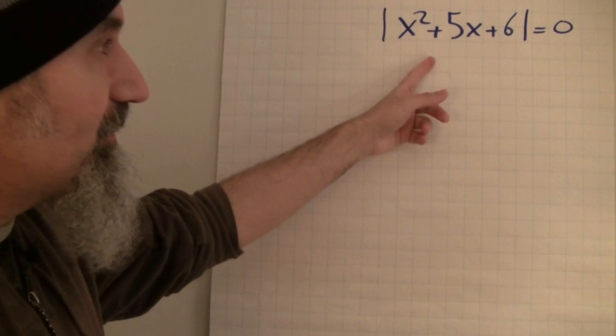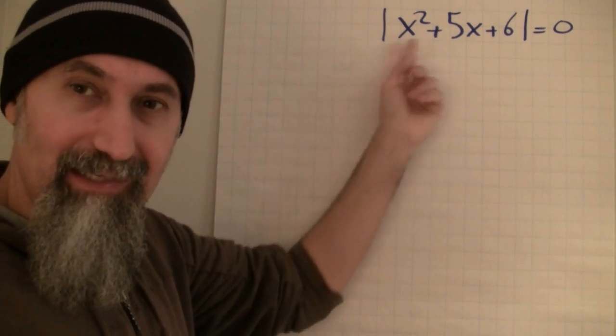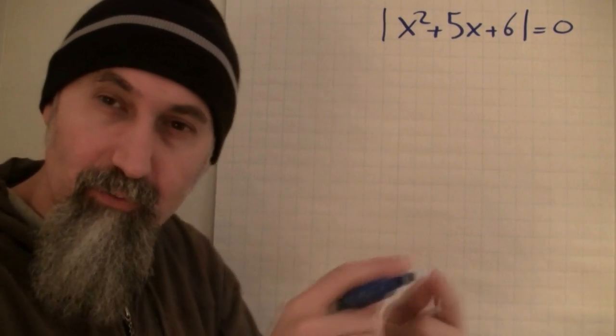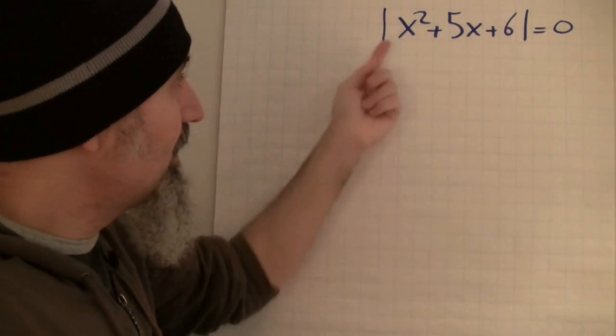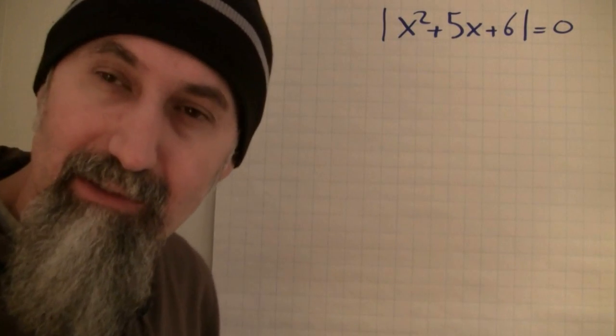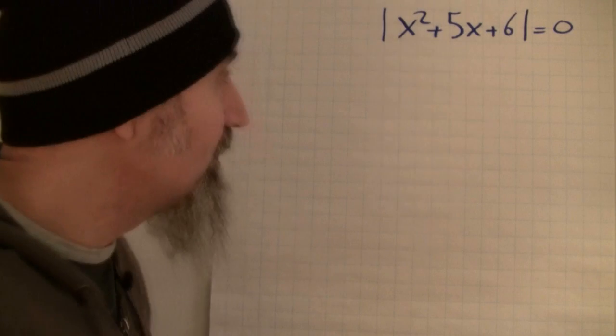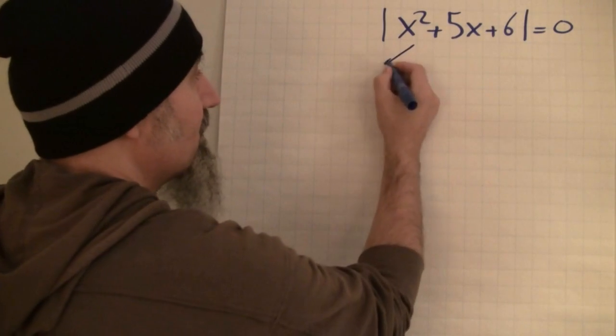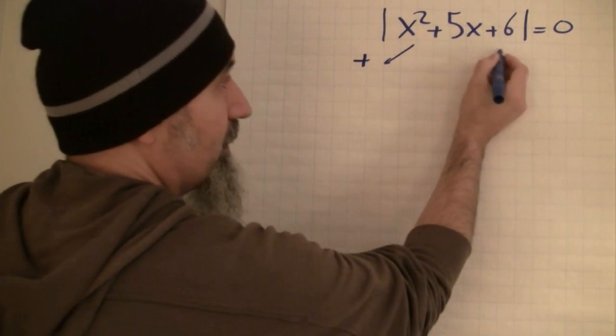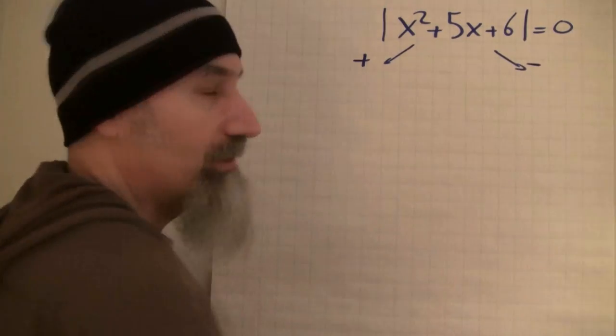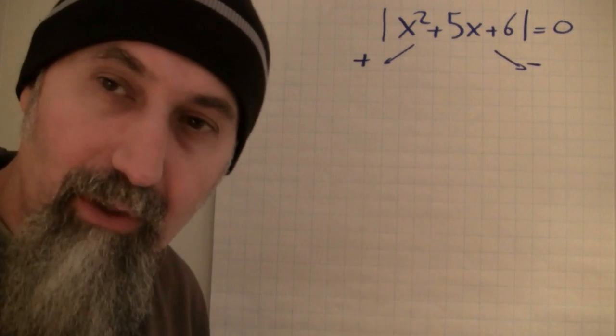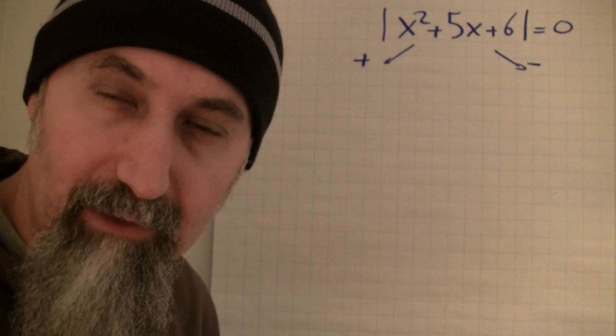So what we do for this is, again, it's an absolute value, so there's two possibilities, two branches. The inside could be positive or the inside could be negative, right? So we break this up to the positive version and the negative version. And this is what we're going to do whenever we encounter an absolute value equation.